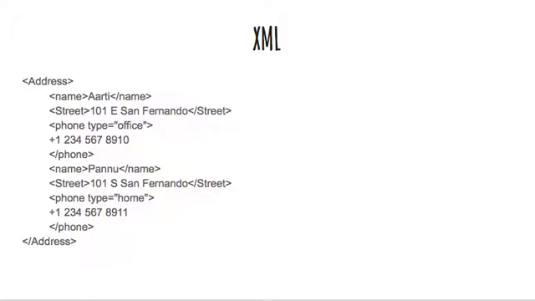So here is our example, and here address is the root of the tree, and name, street, phone, all these are its children. Now name has its value like Aarti Pannu, and the rest likewise, like street has 101 San Fernando. So now let's see a very simple example to use XML with Python. Yes, let's run that code.